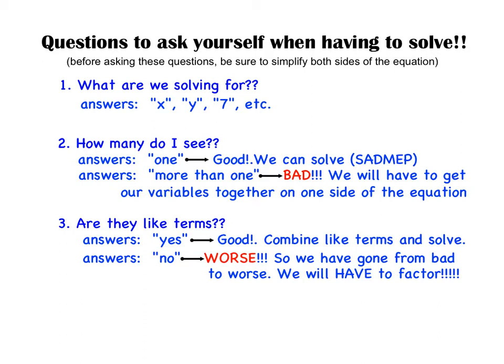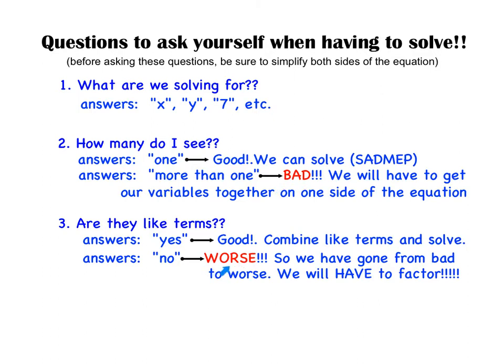All right. So if there's more than 1 x, that's bad. We're going to have to get those x's on the same side and go from there. So the next question is, are they like terms? If the answer is yes, that's good. We can combine those like terms and solve. We just do the SADMEP. If the answer is no, that's worse. We've gone from bad to having more than 1 x to worse.